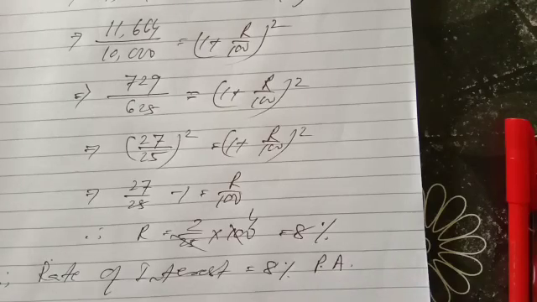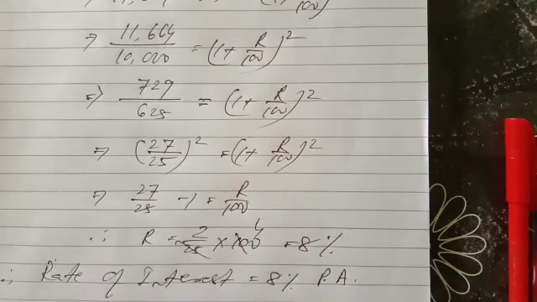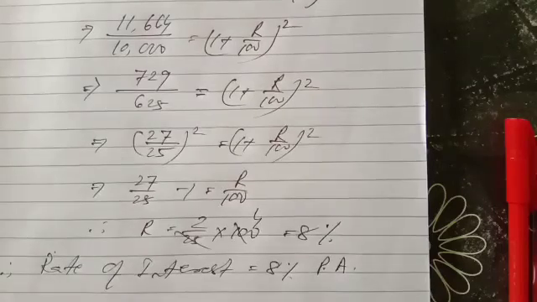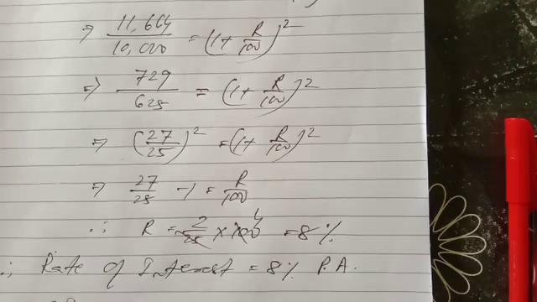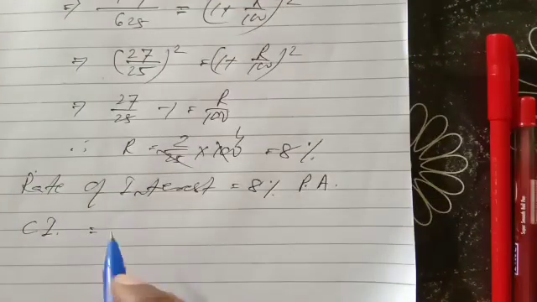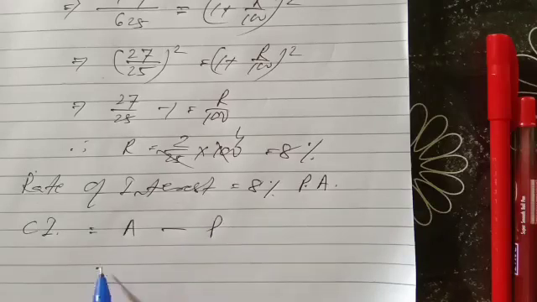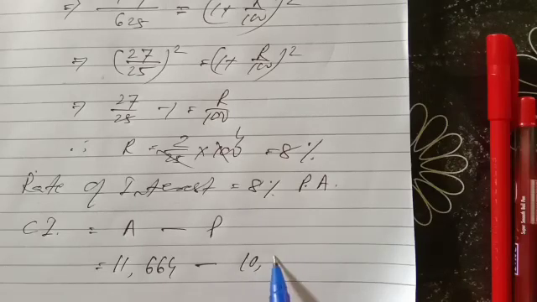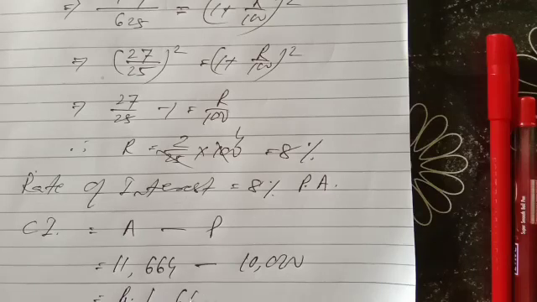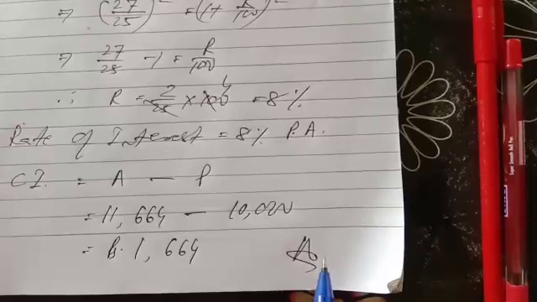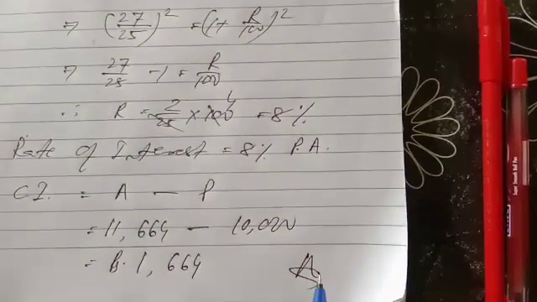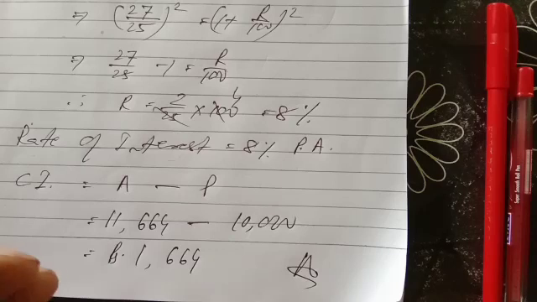In the question, principal, amount and time are given, and you have to find the rate of interest as well as compound interest. Compound interest formula is amount minus principal: 11,664 minus 10,000. If I subtract, I get rupees 1,664. Compound interest is 1,664, and the rate is 8%. Let us go to the next number.